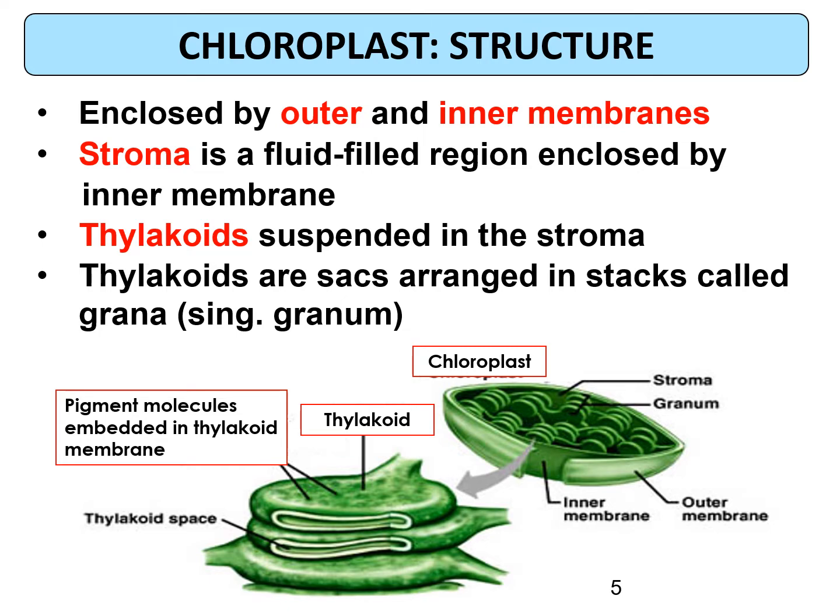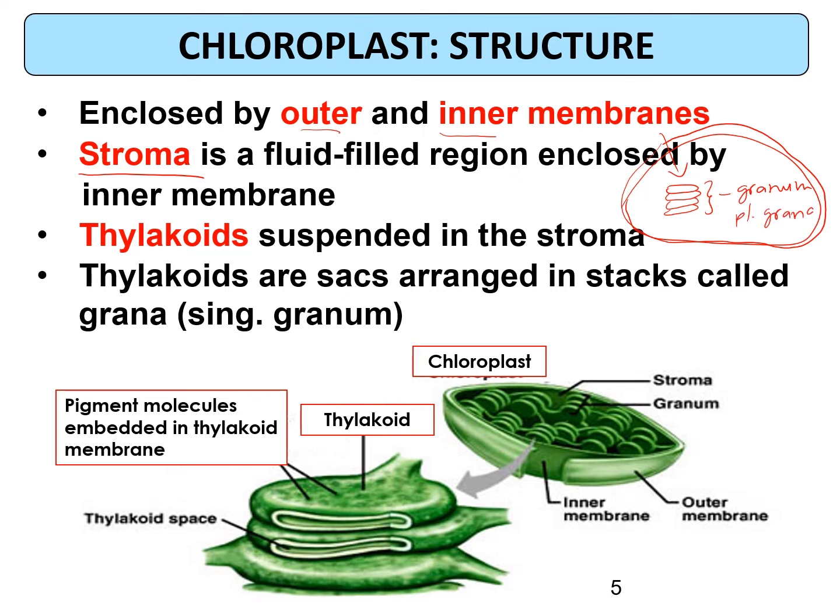So let's look at the structure of chloroplasts. Chloroplast has a double membrane, so they are enclosed by outer and inner membranes. The matrix, or the region where there are fluids inside the chloroplast, is called stroma. Then the thylakoids are suspended in the stroma. A stack of thylakoids is called granum, and in the chloroplast there are many grana. The plural of granum is grana.